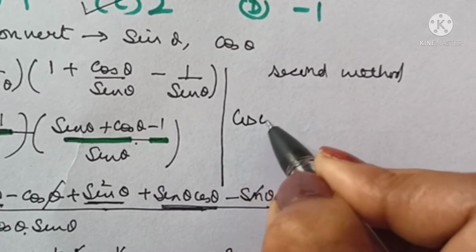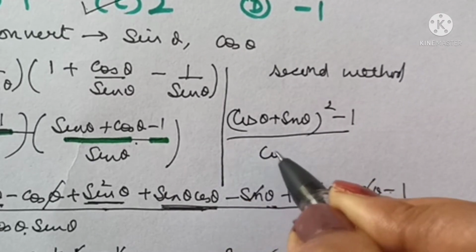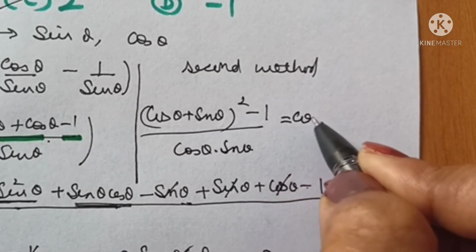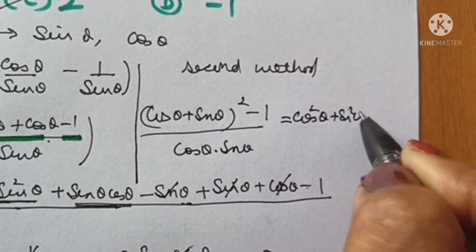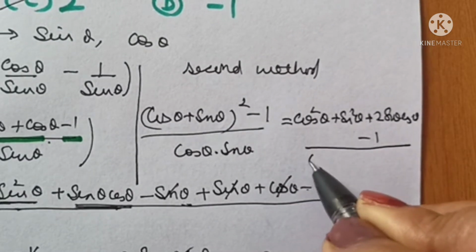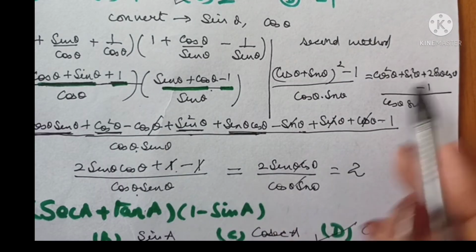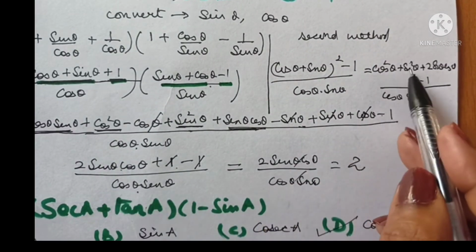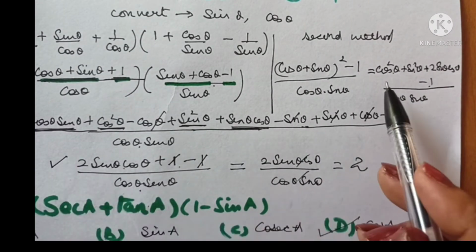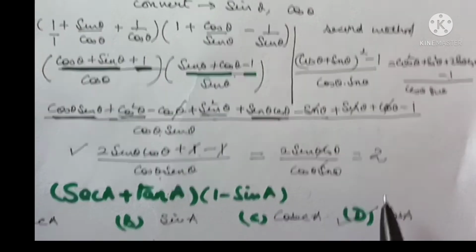So this gives you cos theta plus sin theta whole square minus 1 upon cos theta multiplied by sin theta. And if you open this whole square, what do you get? Cos square theta plus sin square theta plus 2 sin theta cos theta minus 1 divided by cos theta sin theta. And you see, you reach here only. 2 sin theta cos theta, and cos square plus sin square is 1. 1 minus 1 is 0. So you reach directly this step if you do this using an identity. Right? So I hope you get it.